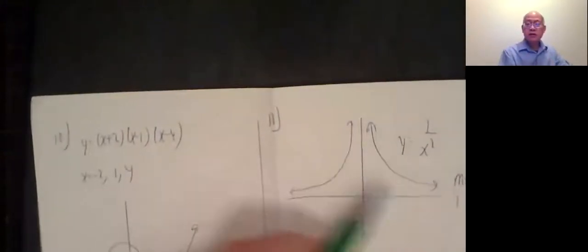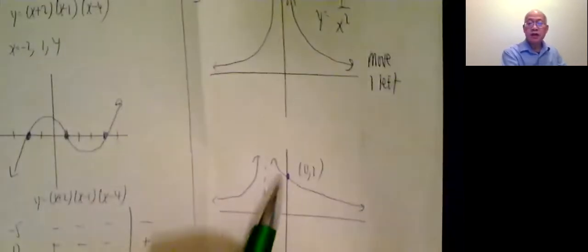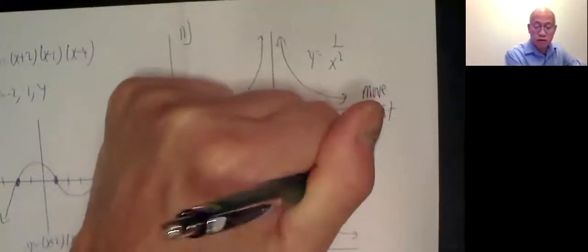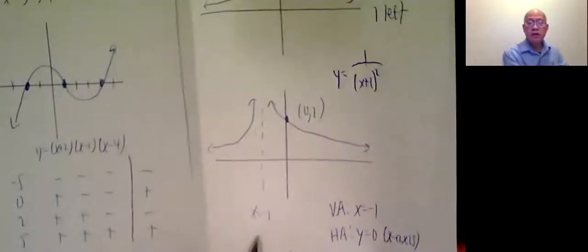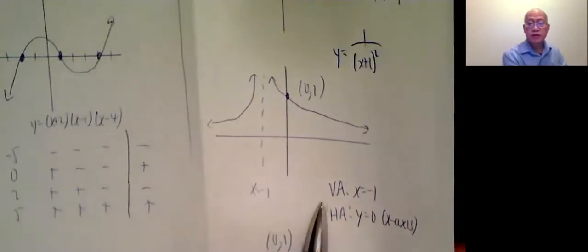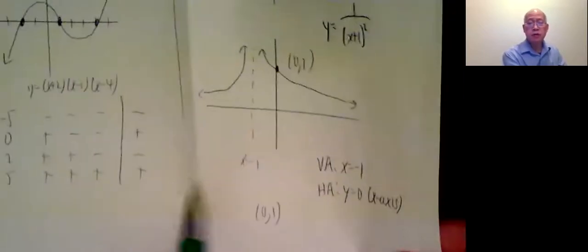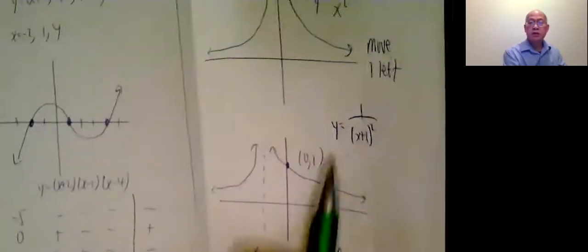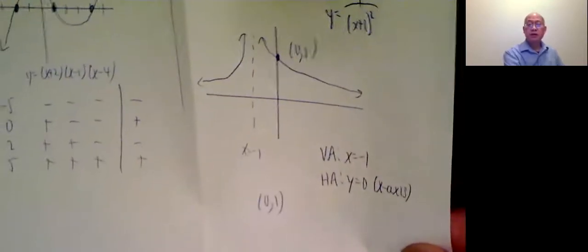And finally, 11. 1 over x squared looks like this. I move it 1 unit to the left to get what I want, which is y equals 1 over x plus 1 squared. So move over 1. So x equals negative 1 is the vertical asymptote. The x-axis, or y equals 0, is the horizontal asymptote, and it never touches the x-axis. For the y-intercept, plug in 0: 1 over 1. So 0 comma 1 is the y-intercept.